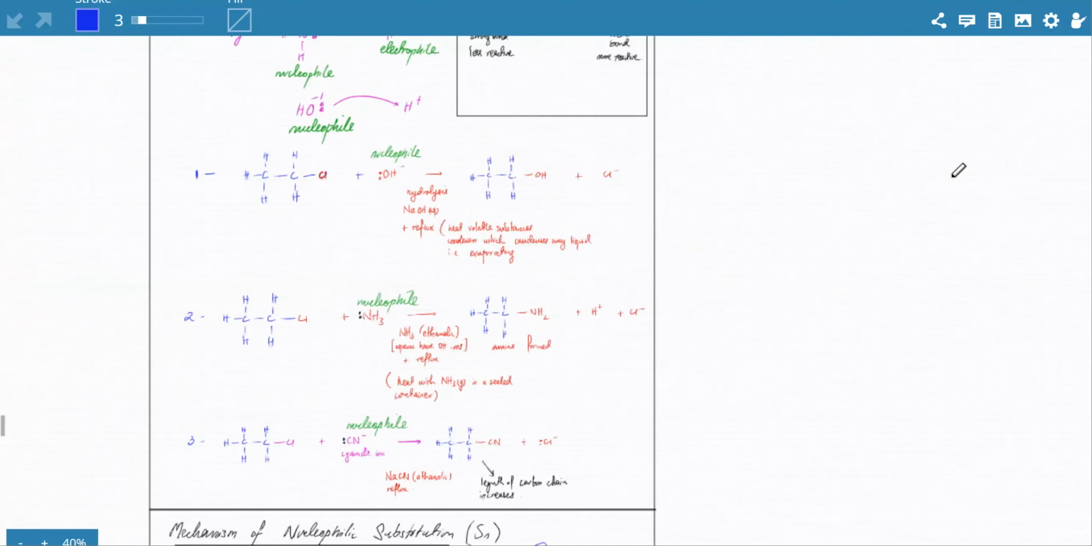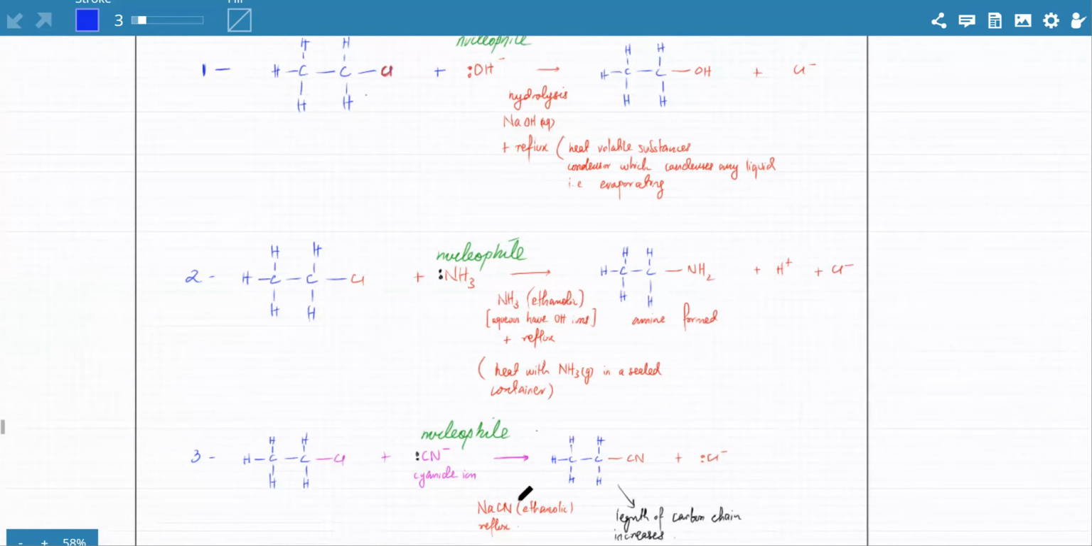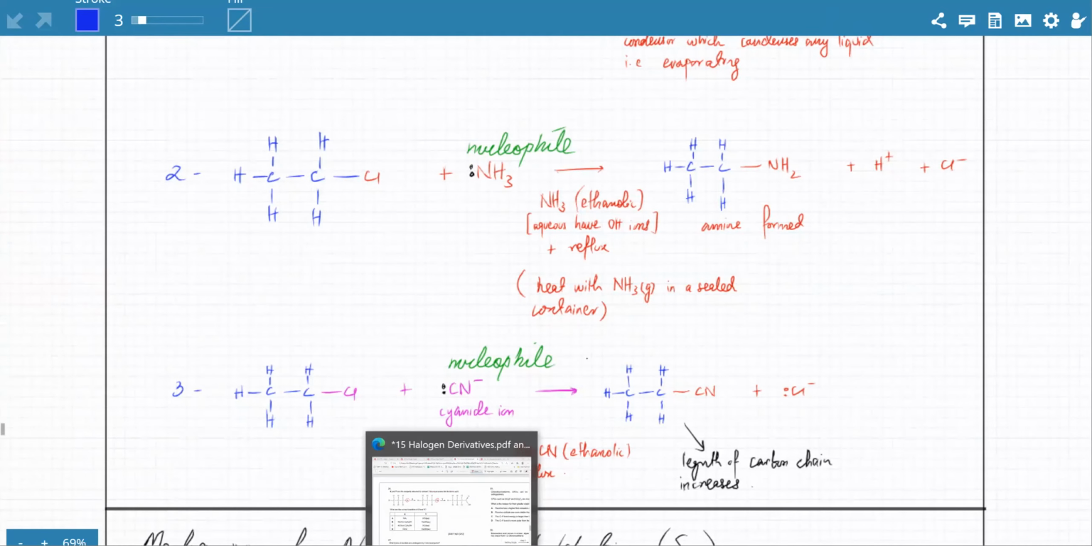वो ये था कि हैलोजन की जगह OH आ सकता है, हैलोजन की जगह NH3 आ सकता है, न्यूक्लियोफाइल या फिर CN आ सकता है. The conditions were कि you needed NaCN, ethanolic and reflux. That is what was needed.